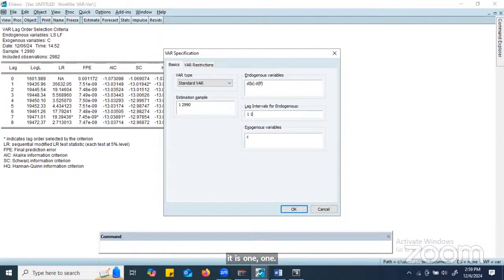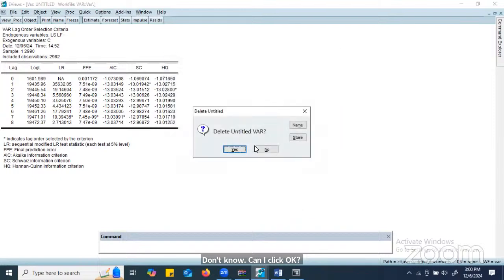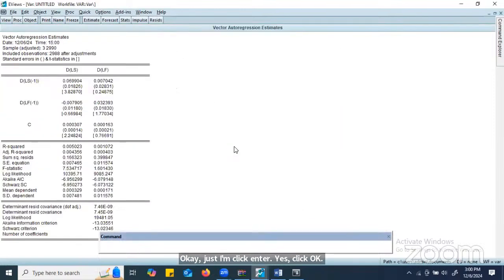Can I go for estimation? Very simple. In the box, just enter the variable names. Lag length 1 space 1. Done? Can I click OK? Okay, just click enter. Yes, click OK. Estimate VAR. Yes, this is the result.